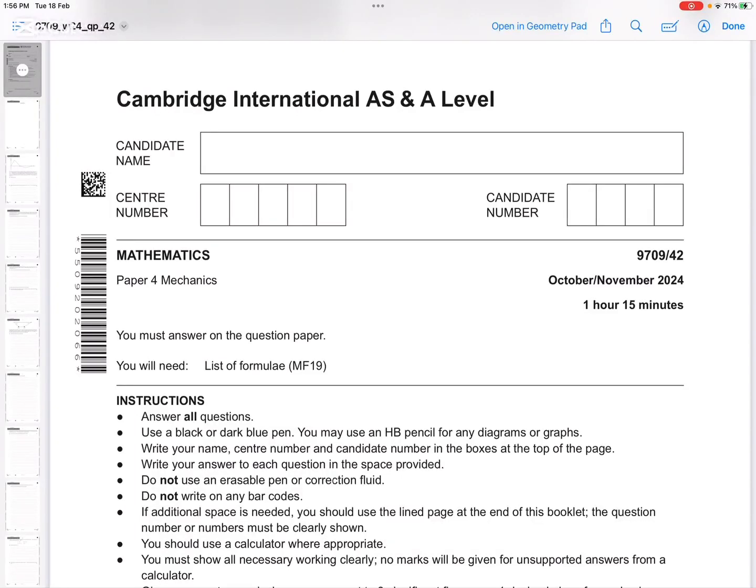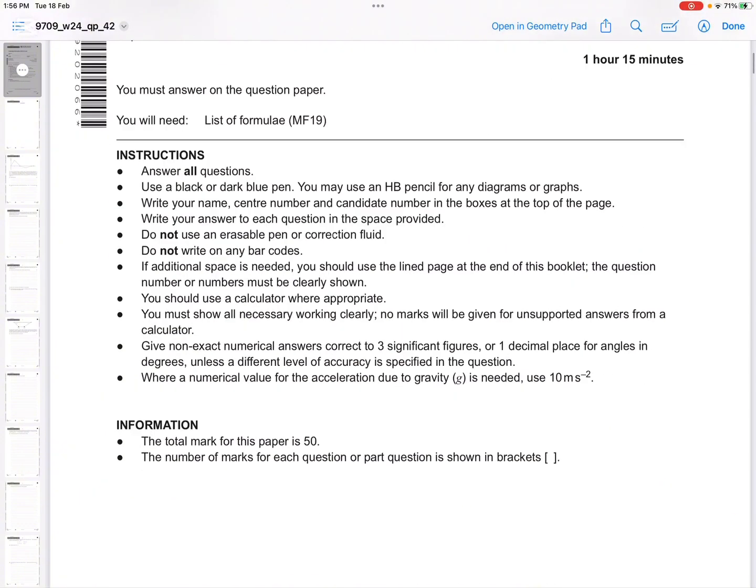Assalamu alaikum. Today we are going to attempt the October-November 2024 Paper 4-2 Mechanics. The code is 9709.